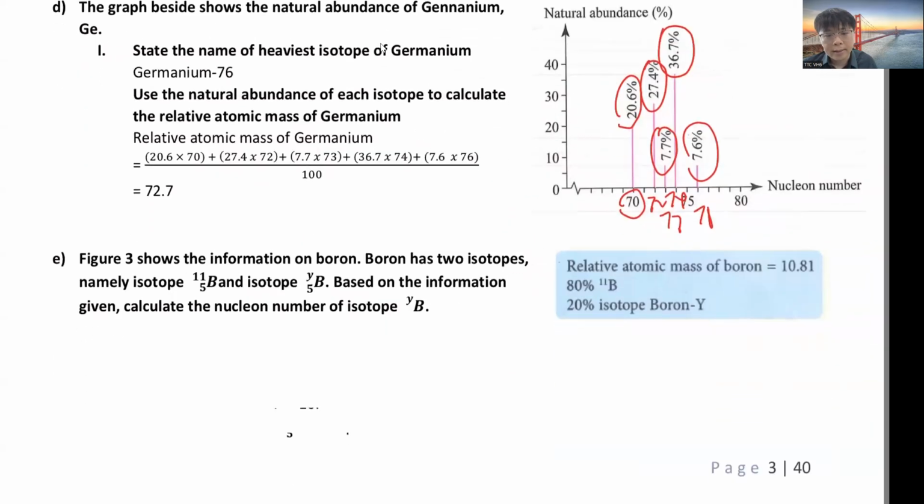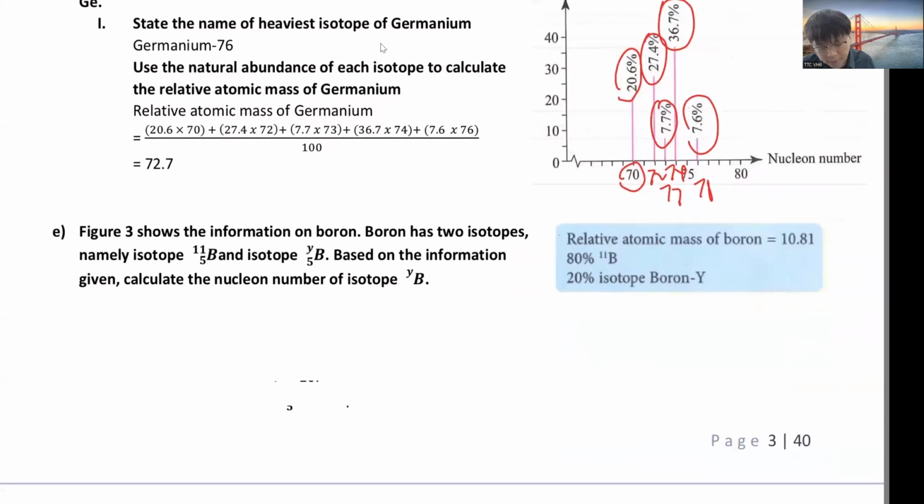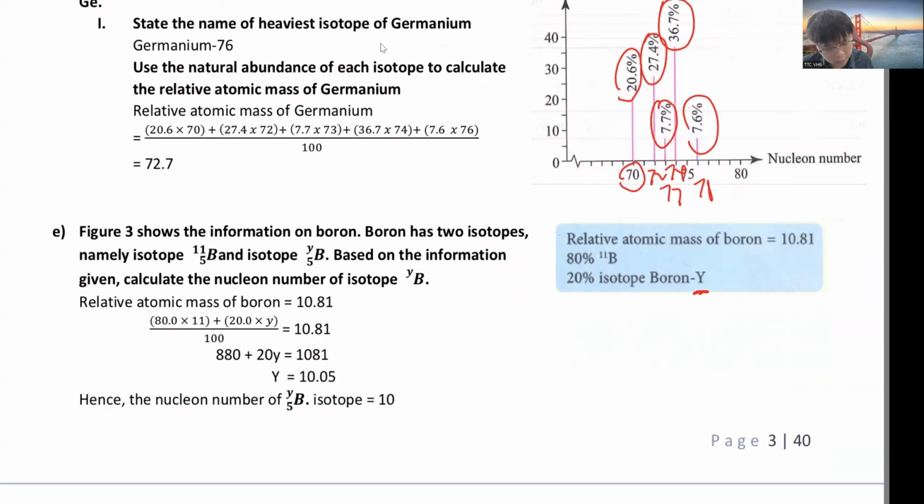Then this one is the same. Now they give you percentages of 80%, 20%, but for the other one we don't know the number. So same thing is what you do. 80 times 11, plus 20 times Y, divided by 100, and the average mass is given as 10.81. So you put it in, then you're able to get your Y equals 10.05. So you put 10, because normally the relative mass will be a whole number, either 10, 11, 12, 13. Okay, so you just put the nearest number, which is 10.